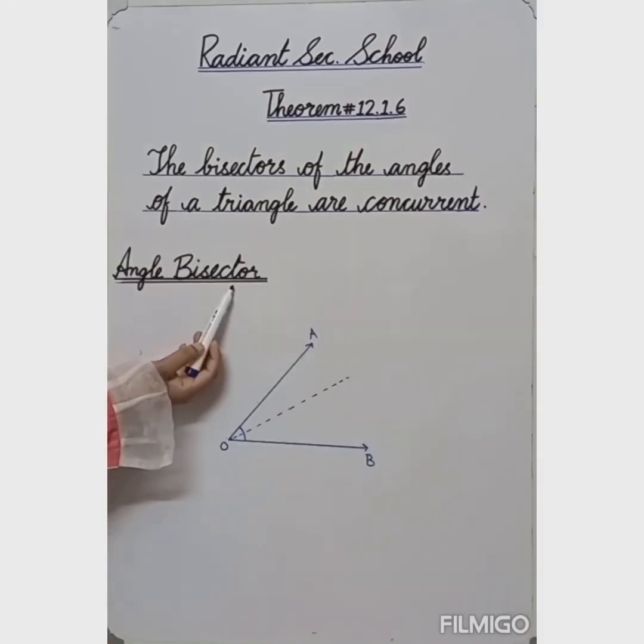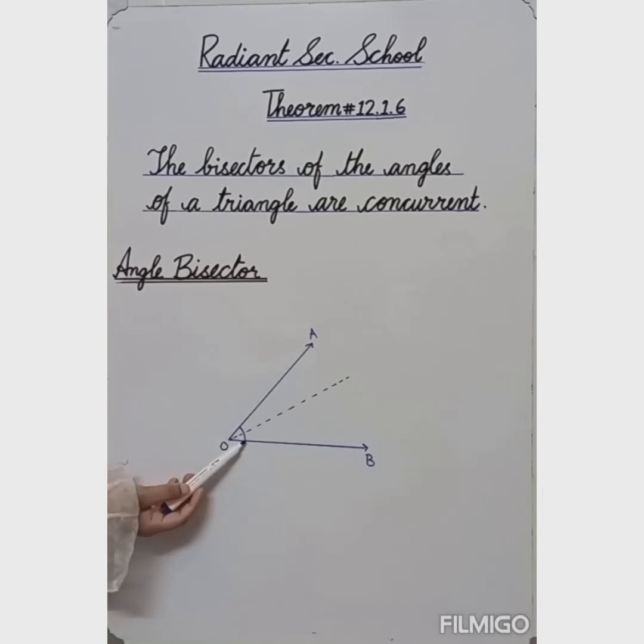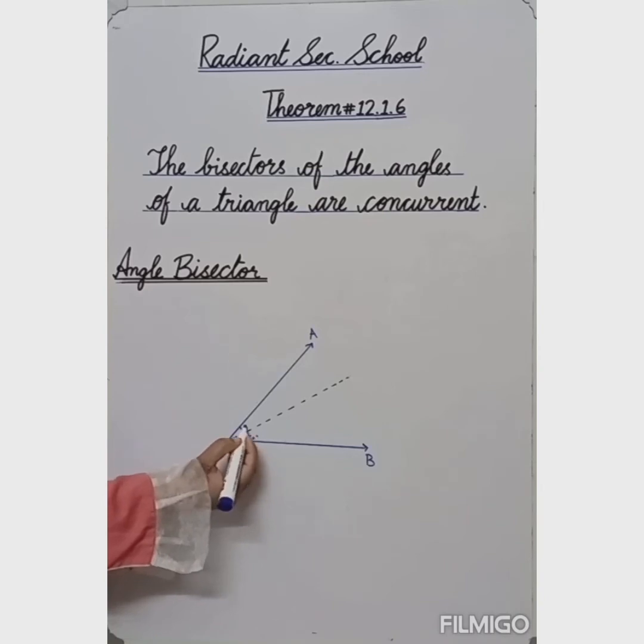Angle bisector. Students, you know what is meant by angle? When two rays join together in such a way that they have a common point. This common point is also called the vertex. And what is meant by angle bisector? In angle bisector, we divide the angle into two equal halves. For example, this angle is of 60. We divide 60 into two equal parts such that 30 on this side and 30 on this side. When we draw angle bisector, we divide the angle into two equal parts.